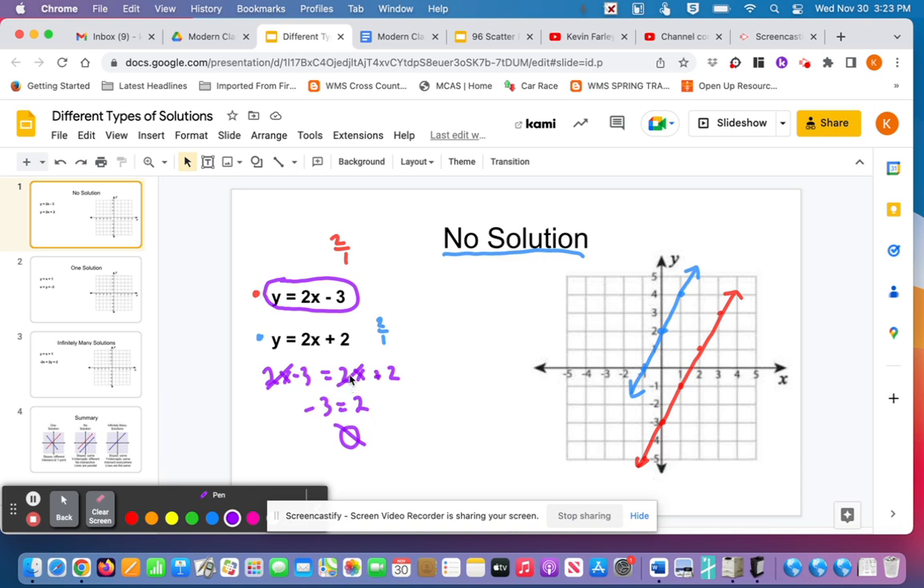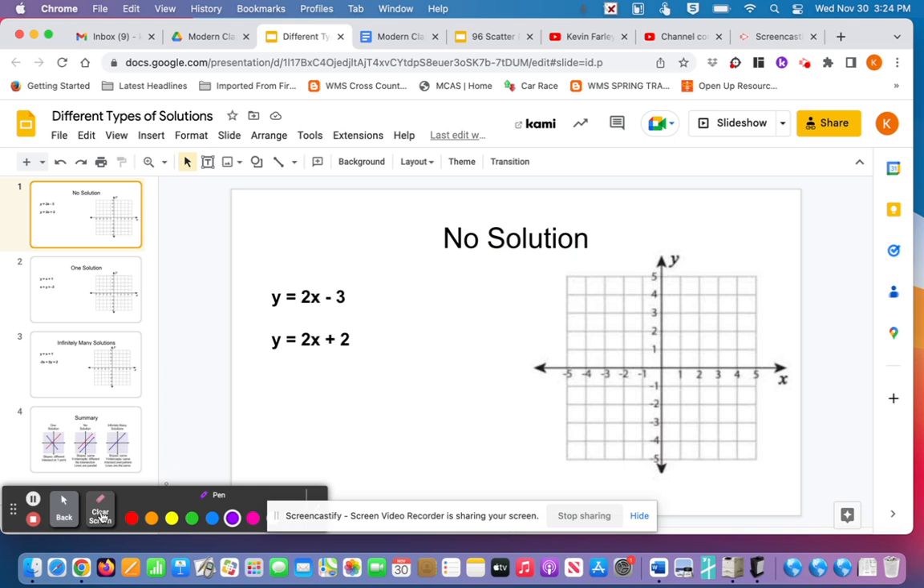Okay, so you can see how a system can show us no solution graphically. On a graph, you can see they're parallel, they'll never intersect. And you can also see it here in purple with the algebra here. Through substitution, we find out that there is no solution here. I think that's pretty cool. So that's one thing that can happen.